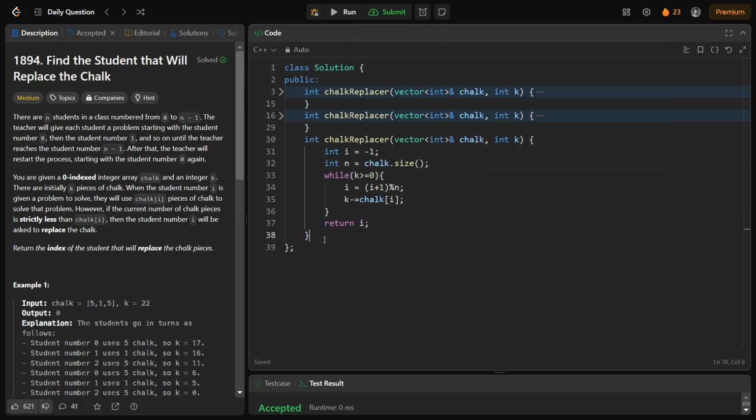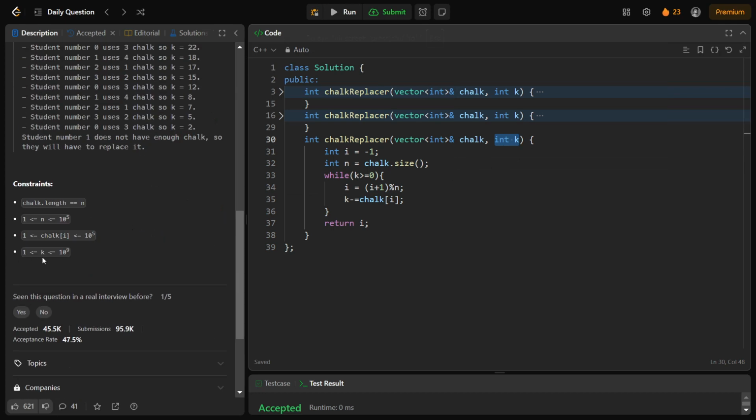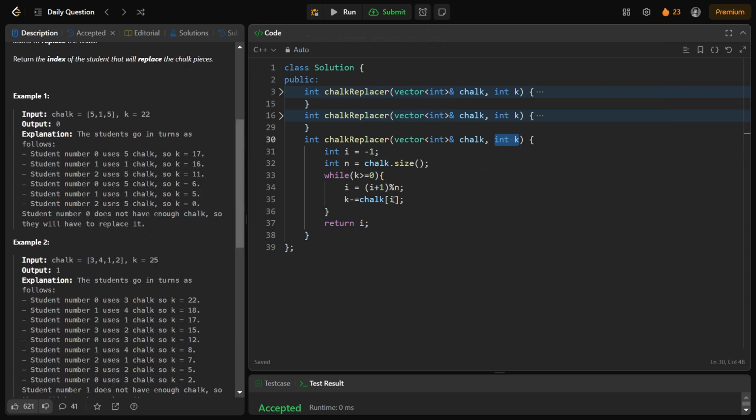So this is the obvious brute force approach, the logical approach, and the worst case scenario is big O of k, at least, since you see k is at least one, chalk of i is at least one, n is at least one, right? So the minimum value of this is 1, but if you see the worst possible case, every chalk of i is 1, and k is a billion, right?